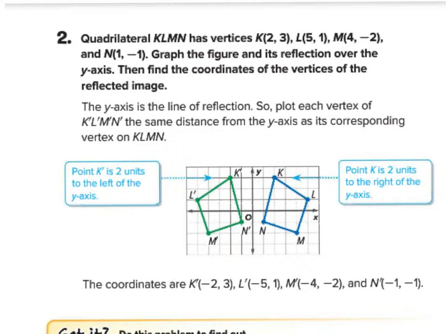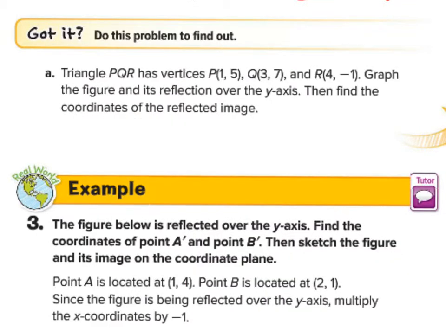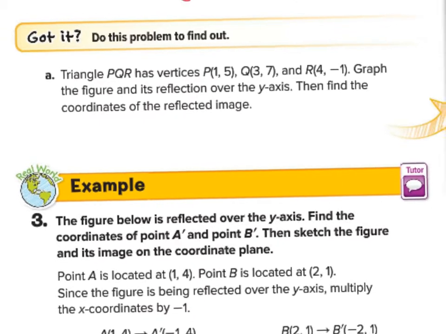Okay. So going across the y-axis, we have to change the x. Going across the x-axis, we have to change the y. And you can see that here. Again, look. We change the x, the 2 to negative 2, the 5 to negative 5, the 4 to negative 4, and the 1 to negative 1. Make sense? Okay, if you think you got it, let's try this question here together.